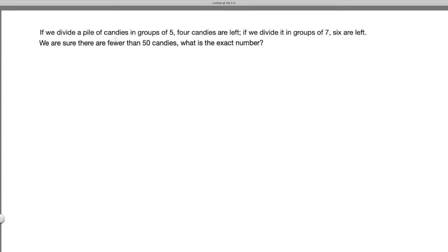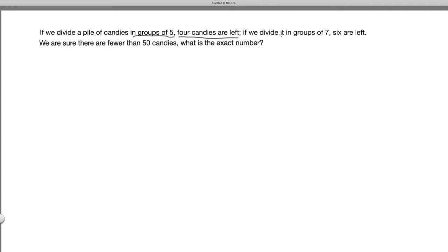Today we're going to learn something that can be useful in real life. We have a pile of candies, and we want to divide this pile of candies in groups of 5. First in groups of 5, then 4 candies are left. If it's a group of 5, 4 candies are left.